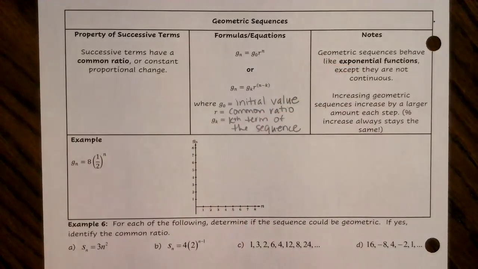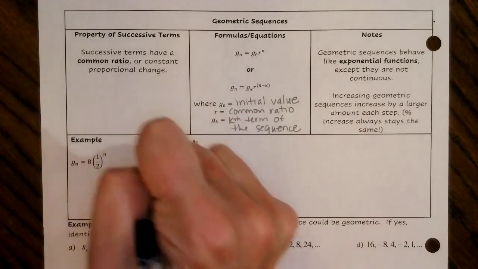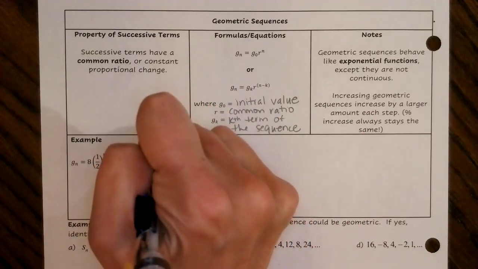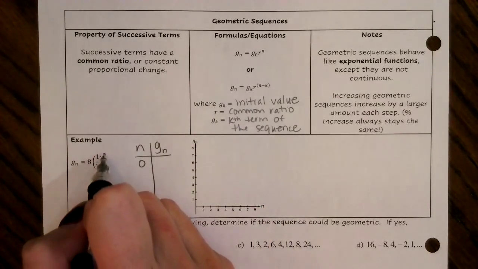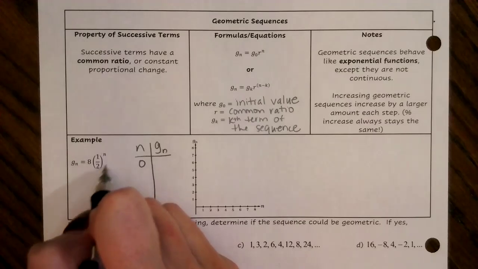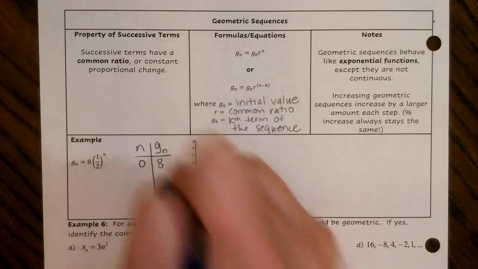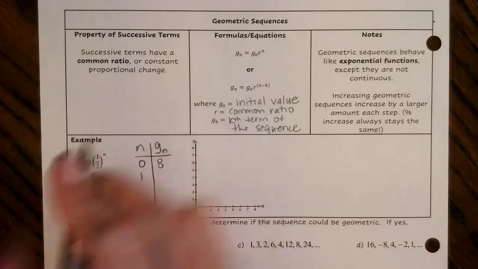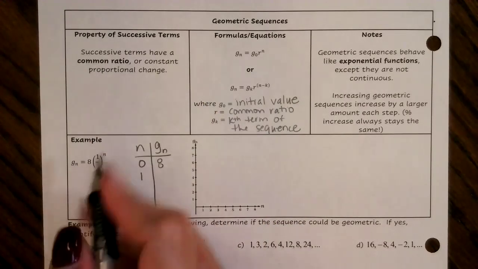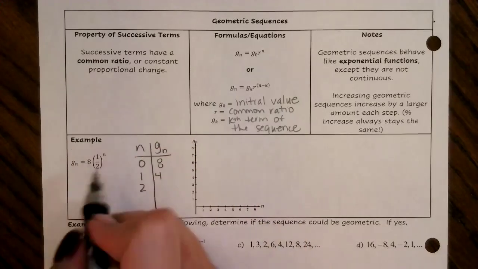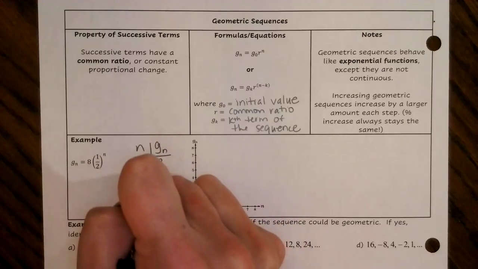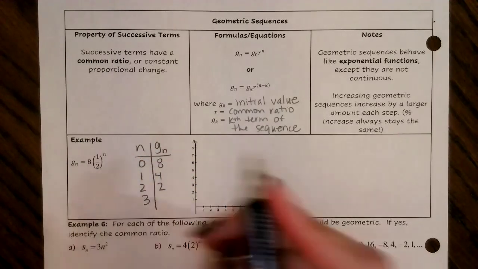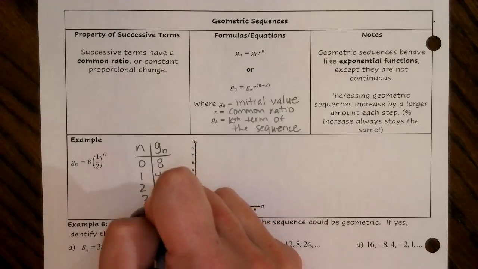And so let's look at what that looks like on a graph, just so that you can start picturing it and seeing how that works. And so we're going to create our table of values so you can see what that looks like. We'll start with the 0 term. Now remember, anything to the 0 power is 1. So this would be 1 times 8, which is 8. And then 1/2 to the first power is just 1/2, times 8 is 4. 1/2 to the second power is 1/4, times 8 gives us 2. 1/2 to the third power is 1/8, times 8 will give us 1.